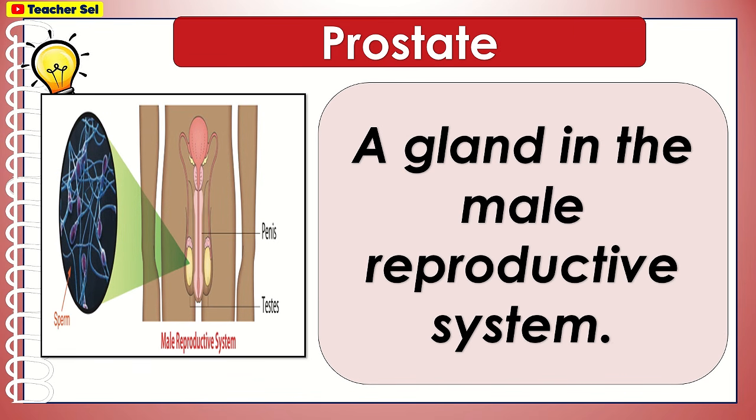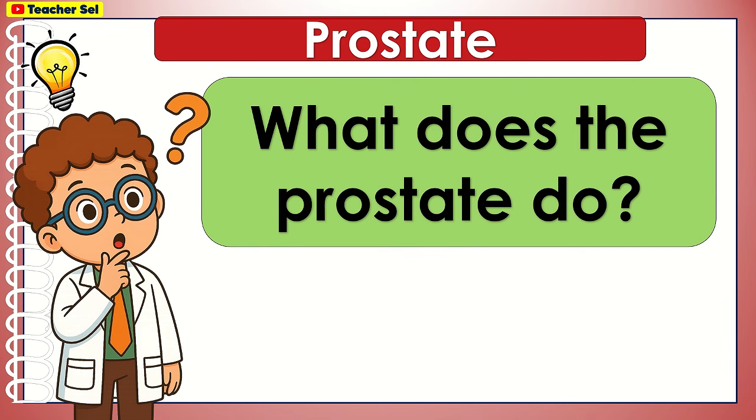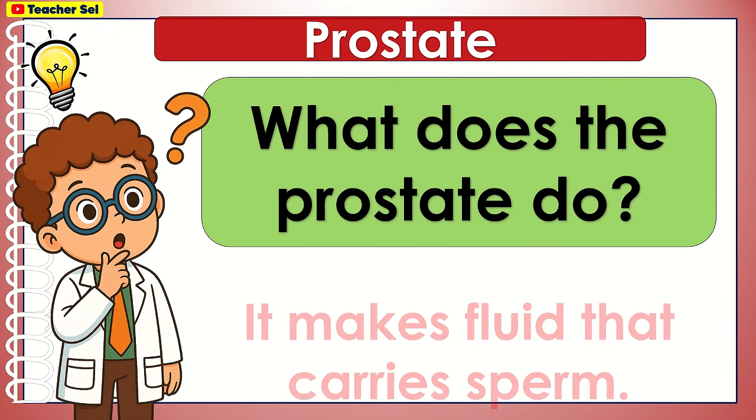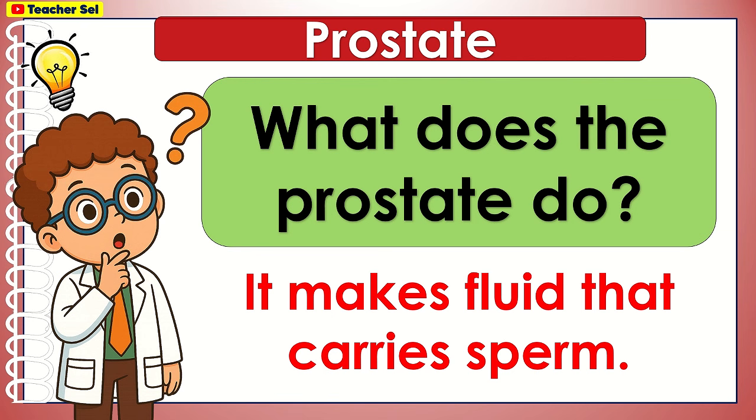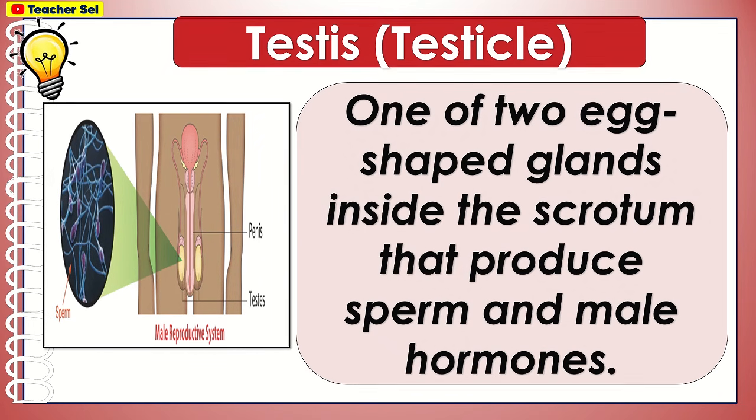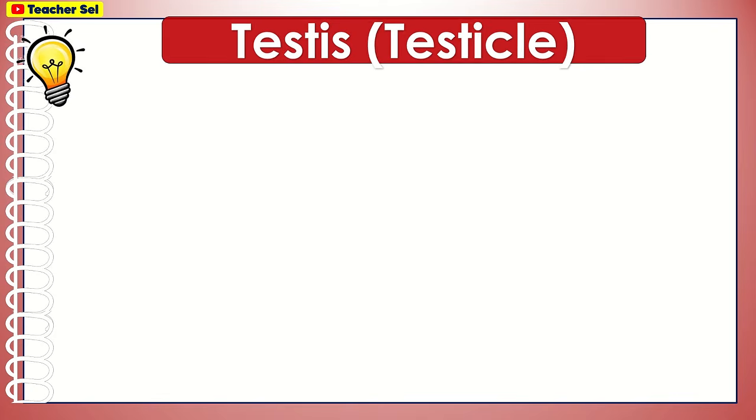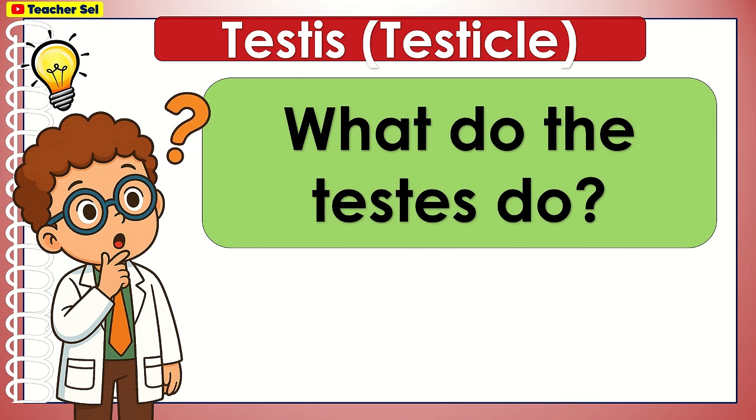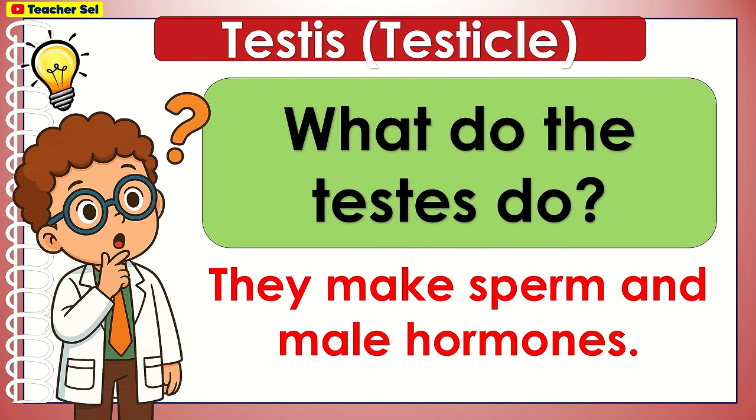Prostate, a gland in the male reproductive system. What does the prostate do? It makes fluid that carries sperm. Testis or testicle, one of two egg-shaped glands inside the scrotum that produce sperm and male hormones. What do the testes do? They make sperm and male hormones.